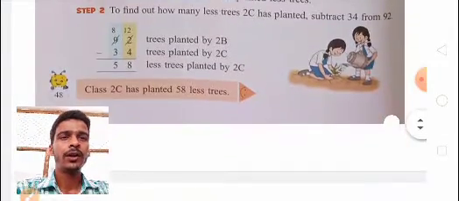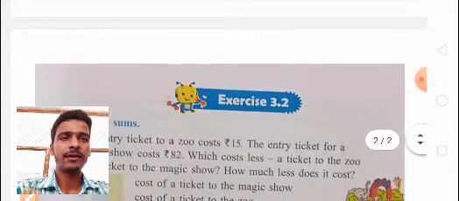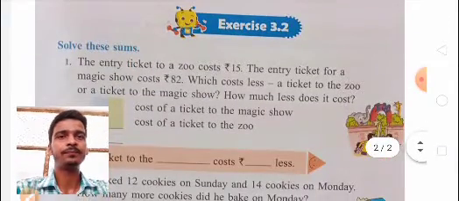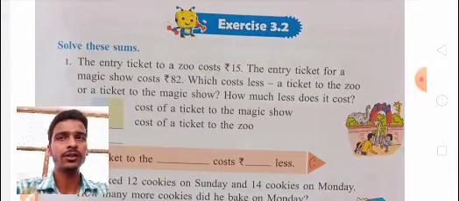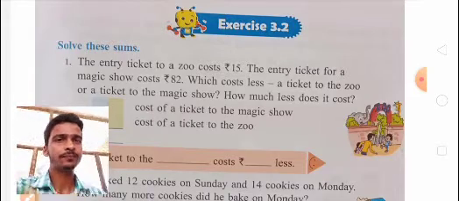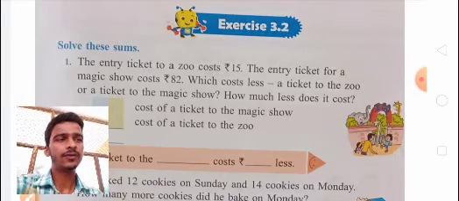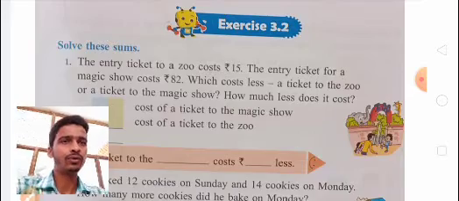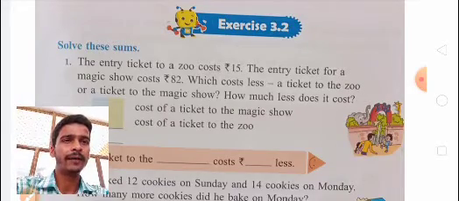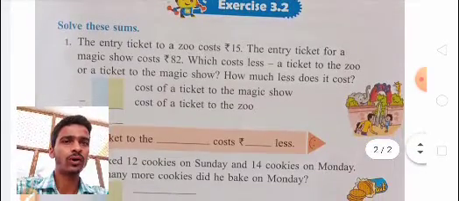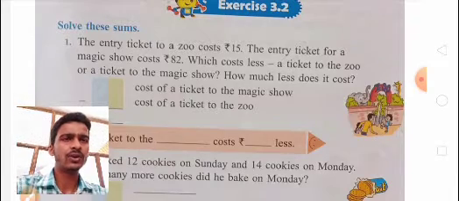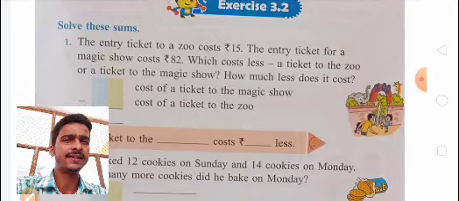Now we will see some examples and solve some questions. There are some questions. You have to solve these sums. You can see here the first question: the entry ticket to a zoo costs rupees 15 and an entry ticket for a magic show costs rupees 82. Which costs less, a ticket to the zoo or a ticket to the magic show? How much less does it cost?